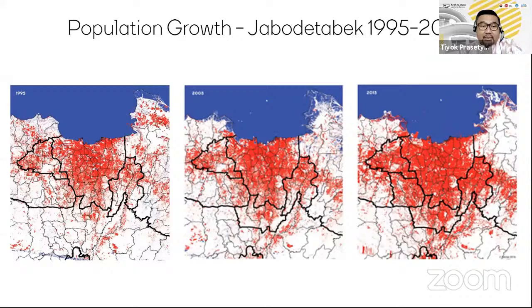This is actually from one of our colleagues, a PhD, who observed the population growth in the Jakarta greater area. You can see that Jakarta itself is this, the border, the bold black line, and then Jakarta grows into a metropolitan area. Although Jakarta's population is always not more than 10 million, the surrounding areas are expanding from 2 million, 3 million to 30 million and still growing.